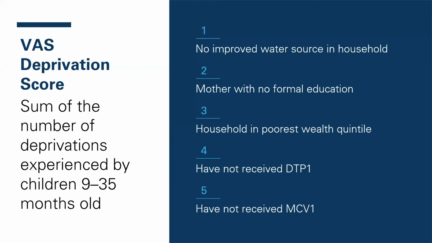So we decided to use a measure of equity that addresses those problems within the traditional understanding of equity. We did that by first selecting five deprivations that we felt were somehow relevant to vitamin A supplementation. Those five deprivations were: no improved water source in the household, mother not having received formal education, household being in the poorest wealth quintile, the child not receiving the first dose of the DTP vaccine, and the child not receiving the first dose of the measles-containing vaccine.